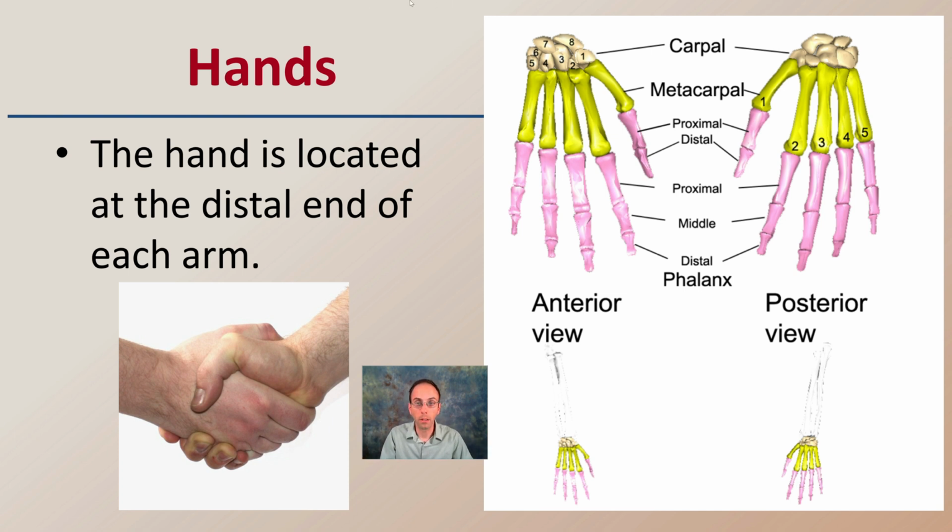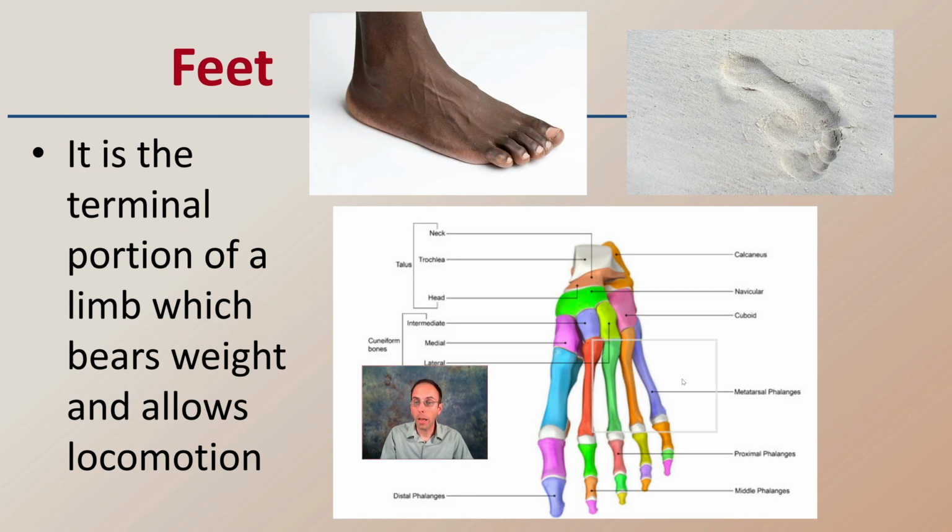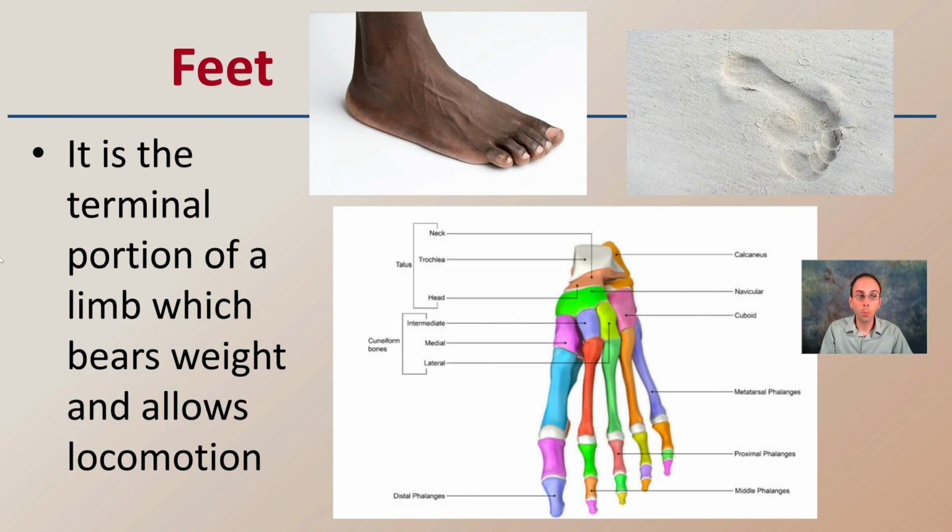be presented. And lastly, we have the feet, and this is the terminal portion of the limb which bears the weight and allows locomotion or movement. It can also be important for footprints. Looking at the foot here in the bone structure, we see it's very similar to the hands. So be mindful that there are a lot of similarities between the upper limbs and lower limbs, and being able to provide a distinction of those can be important when you're looking to identify bones of the body.